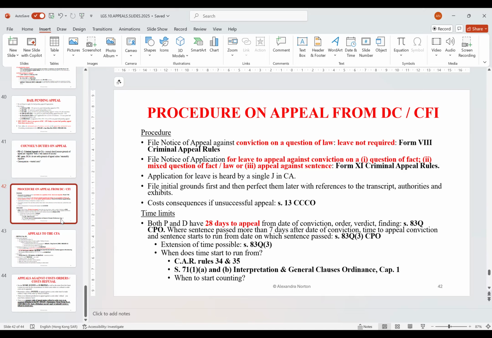All right, so how do we appeal then from the District Court or CFI? If you're appealing conviction only on a question of law, you don't need leave, you use Form 8. If you need leave to appeal, either because it's a question of fact or a mixed question of law or fact, or you're appealing sentence, you use Form 11. So for your purposes, usually grounds of appeal against conviction will be mixed questions of law or fact, so you'll be using Form 11. You file your initial grounds first, and then you perfect them later once you have references to the transcript. But the sanction could also be cost consequences if your appeal is unmeritorious.